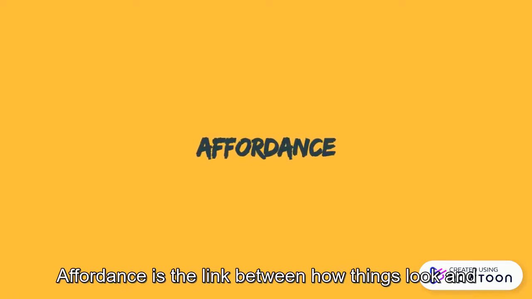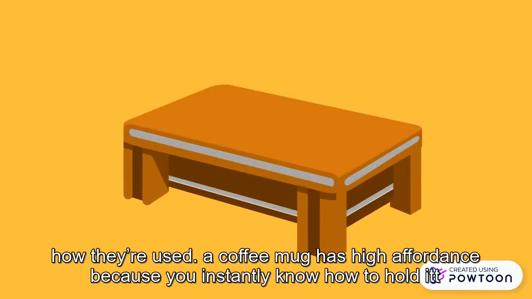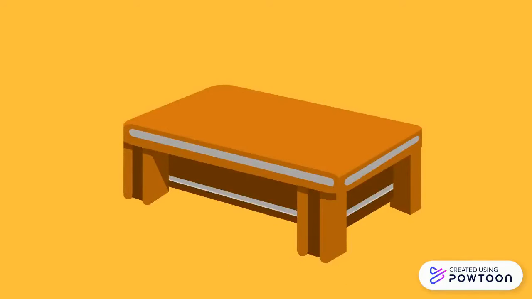Users should be able to figure out our designs. Precisely, affordance is the link between how things look and how they're used. A coffee mug has high affordance because you instantly know how to hold it just by looking at it.